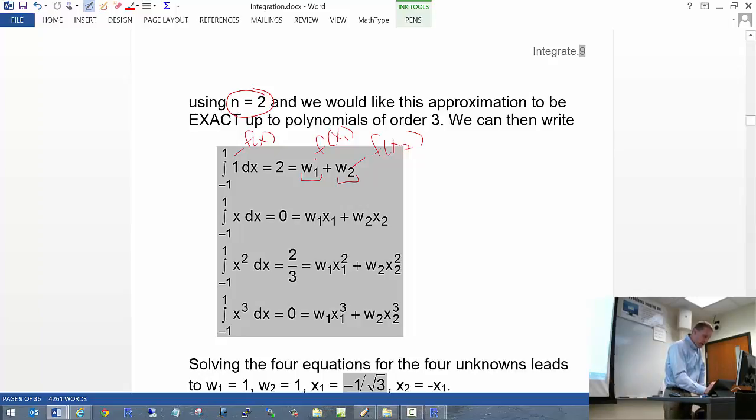Then let's also look at the same integral, but now f of x is equal to x. And so that is equal to 0. And if I set it equal to w1 times f of x1 plus w2 times f of x2, that's what I get. And I keep on going to x squared and x cubed.